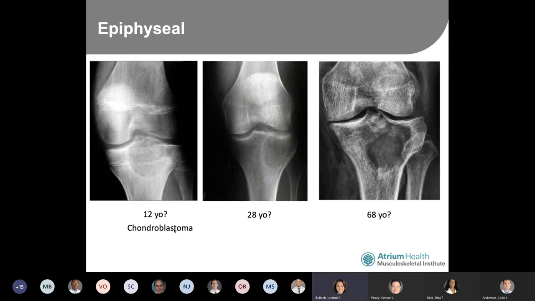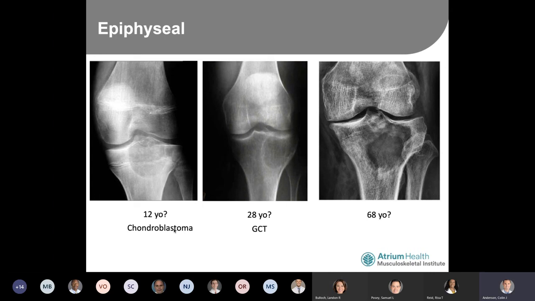But we still have to keep in mind the other three: the chondroblastoma, the clear cell, and the giant cell tumor. Yeah, this one's a good location and age presentation for giant cell tumor. So that's what this one is. The enchondroma does not tend to be an epiphyseal lesion. It happens more in the metaphysis. Okay.